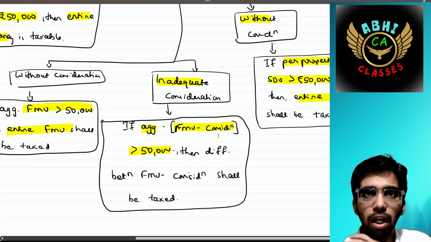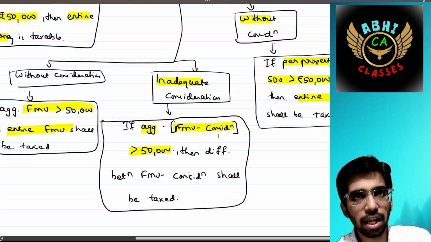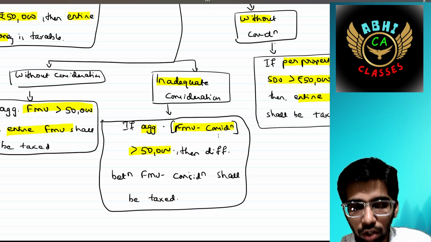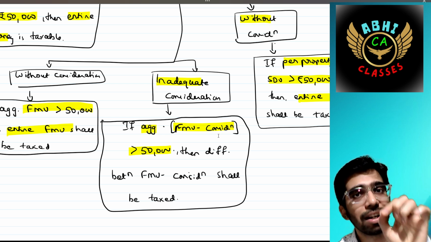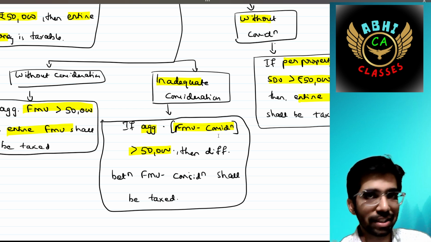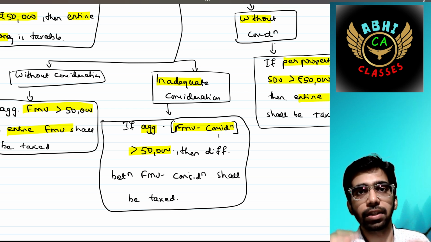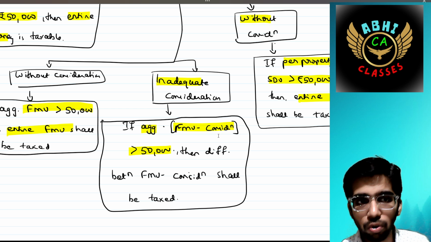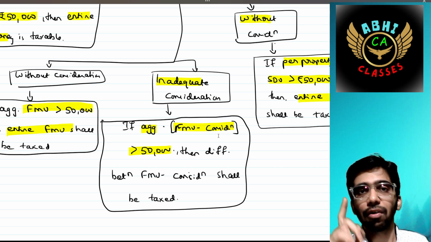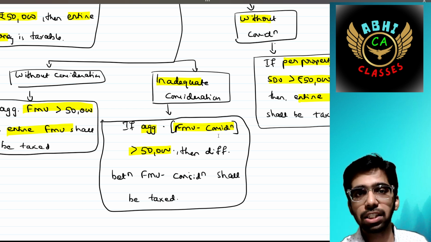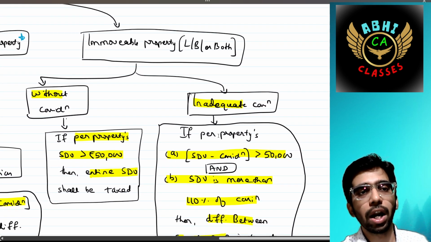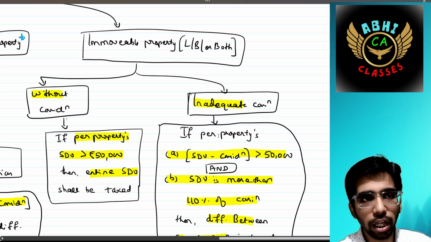If you receive any movable asset for inadequate consideration, for example, the value of the movable asset is 1 lakh rupees, but you have been provided the same for 30,000, so there is a benefit for you of 70,000, right? So inadequate consideration means the same. If the aggregate fair market value, in my case 1 lakh, minus consideration charged, in our case 30,000, is more than 50,000, and in our case it is obviously more than 50,000 because the difference is 70,000, then the difference, that is 70,000, between fair market value minus consideration charged shall be taxed under this head. Okay, understand? Simple.